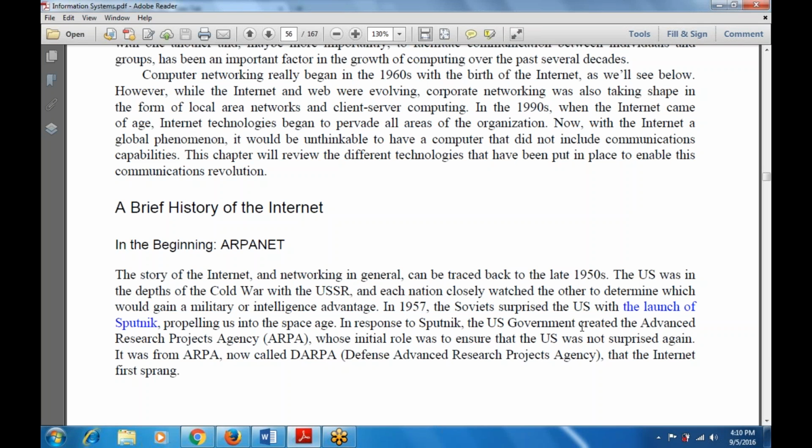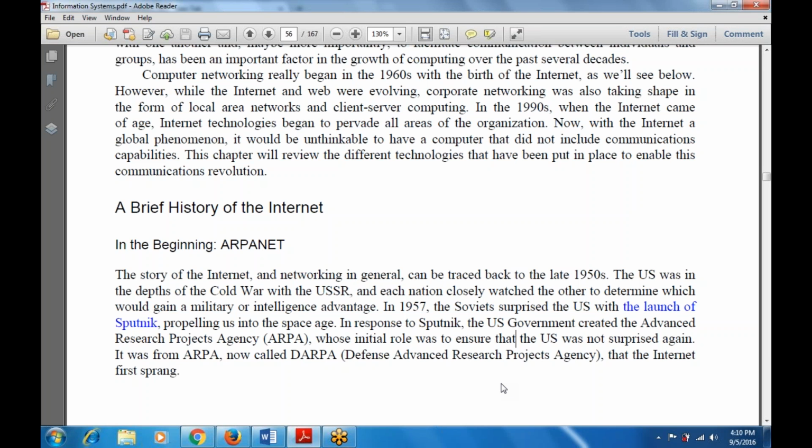The US government created ARPA, whose initial role was to ensure that the US was not surprised again. It was from ARPA, now known as DARPA, the Defense Advanced Research Projects Agency, that the internet first sprang. The story of the internet and networking in general can be traced back to the late 1950s, when the US was in the depths of the Cold War with the USSR, and each nation closely watched the other.